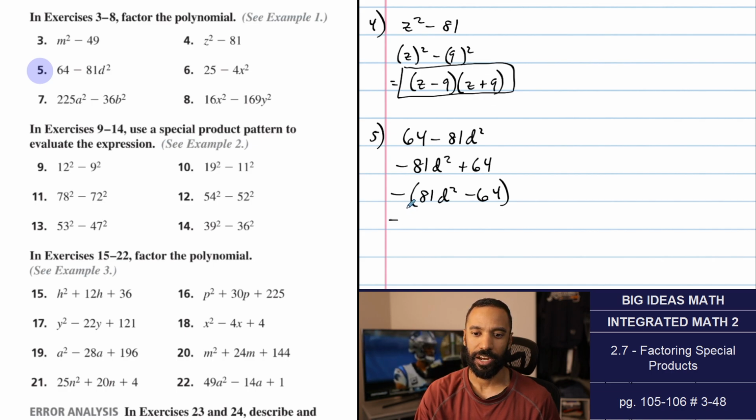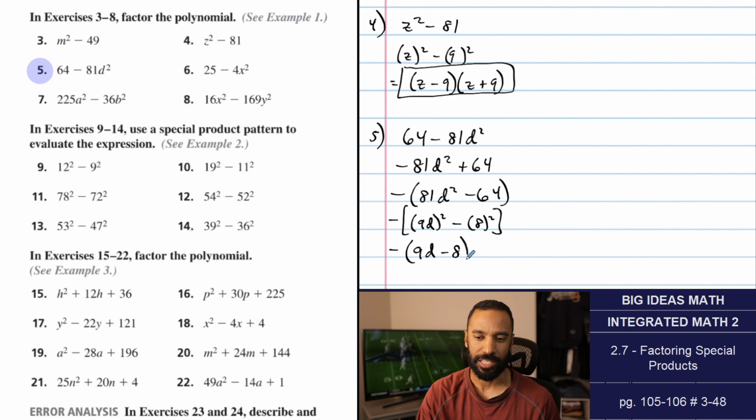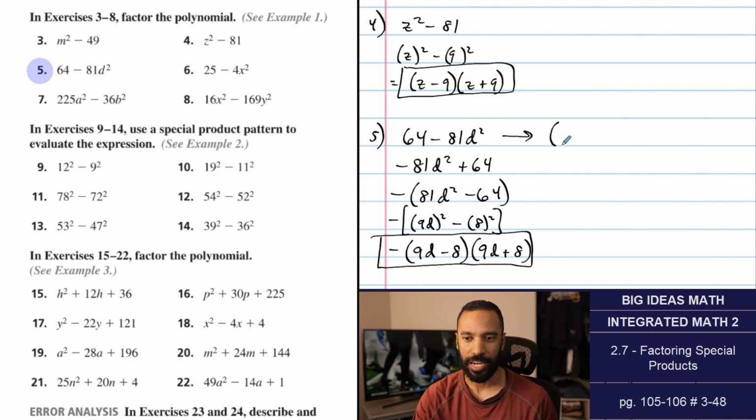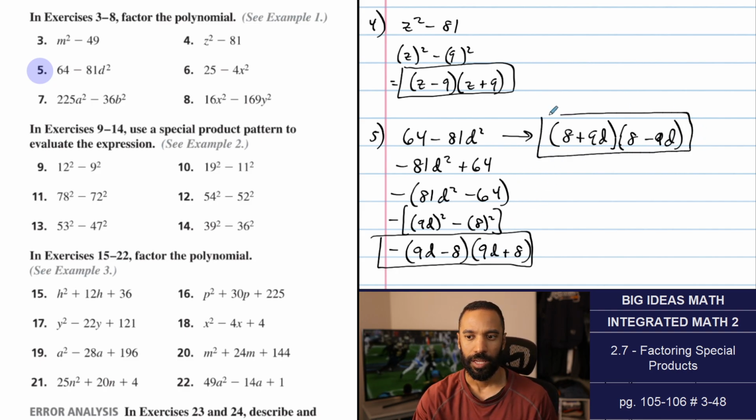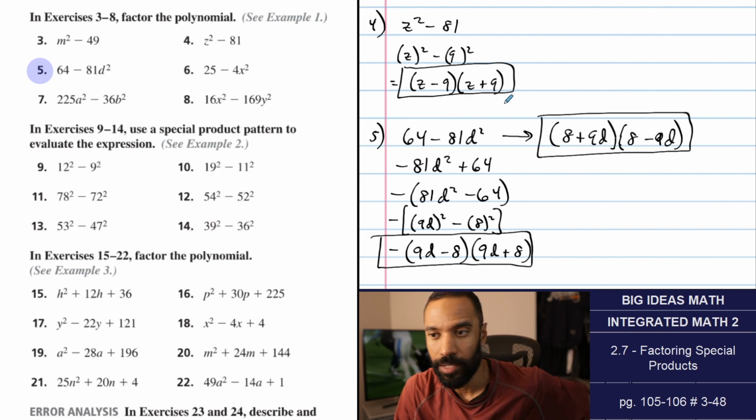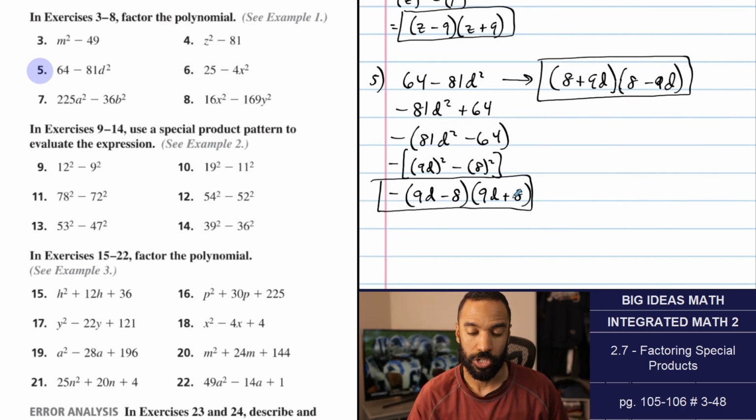So in this case, 9d is being squared to get 81d squared, and 8 is being squared to get 64. The negative still sits outside of the factorization. So this becomes 9d minus 8 times 9d plus 8 with a negative on the outside. If you factored this the way the book would say it, it would probably say 8 plus 9d times 8 minus 9d. Nothing wrong with the answer in and of itself, but for the practice of having standard form answers when you can, this is a version of that I really wanted to show.